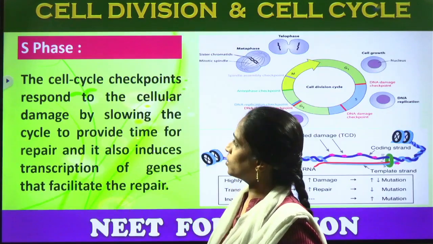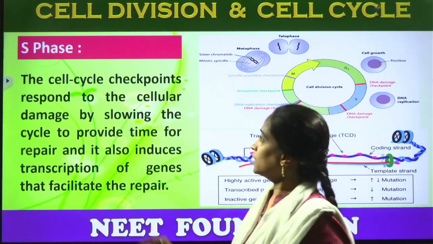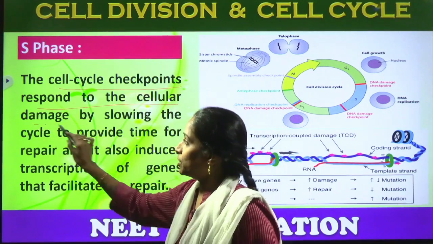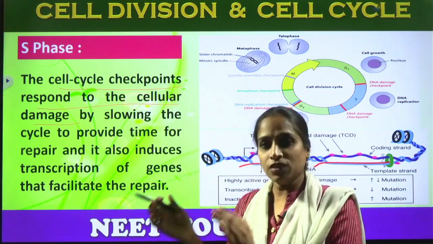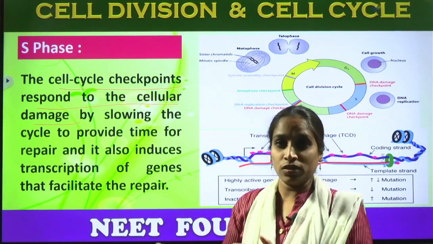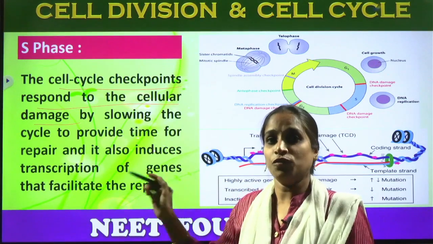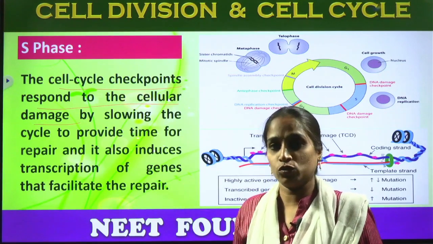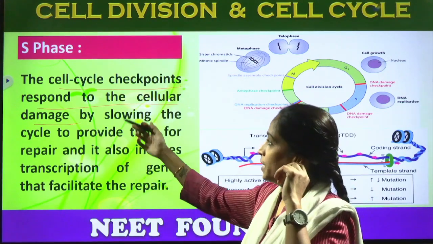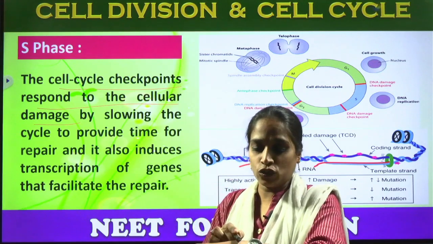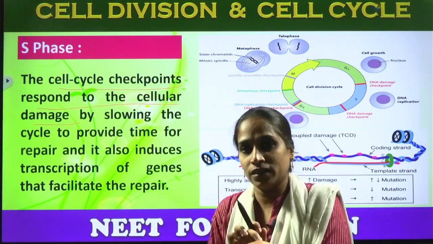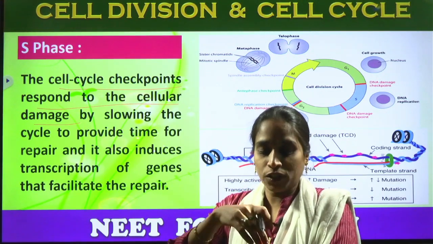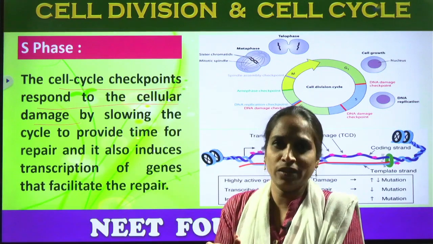Coming to the next concept, what happens in the S phase: the cell cycle checkpoints respond to cellular damage. Previously we discussed that they check everything. During the checking process, if they find any problems or consequences for the cell, the nucleus, the chromosomes, or the DNA replication, they will respond. If we get any cut or injury, do we leave it like that? We can't. Immediately we do first aid, right? After the first aid, it may cure within a few minutes or a few days.